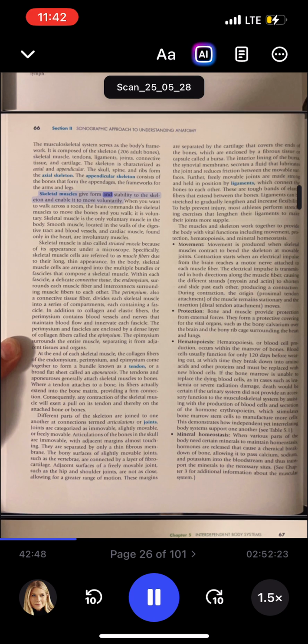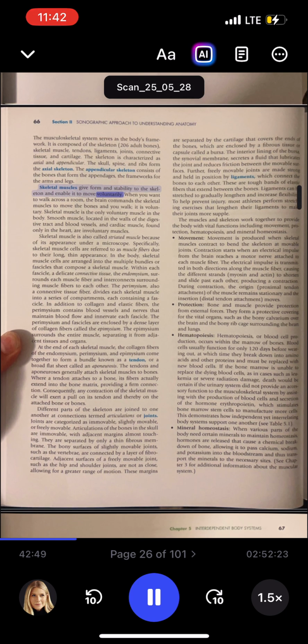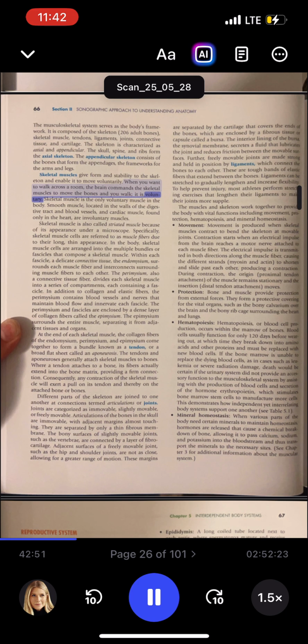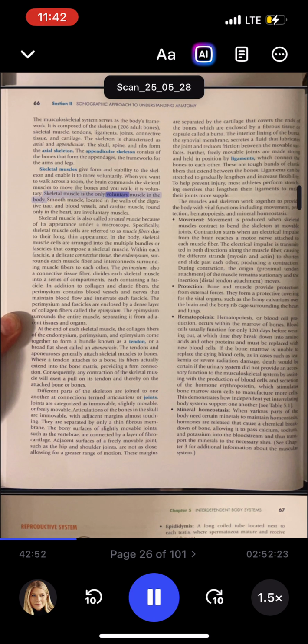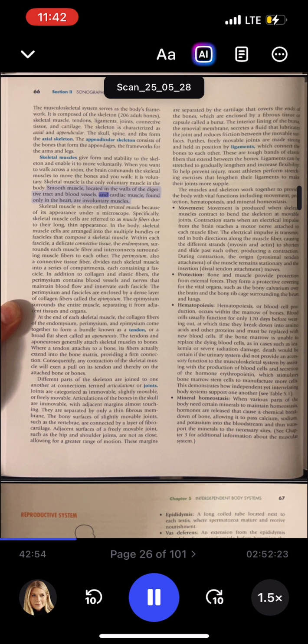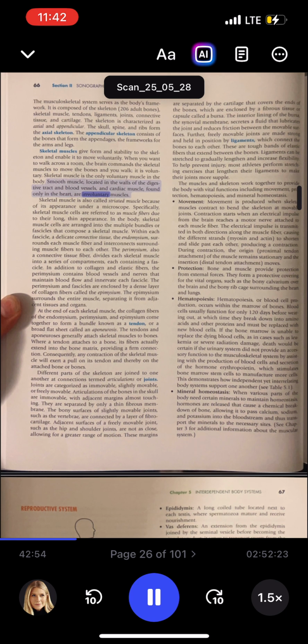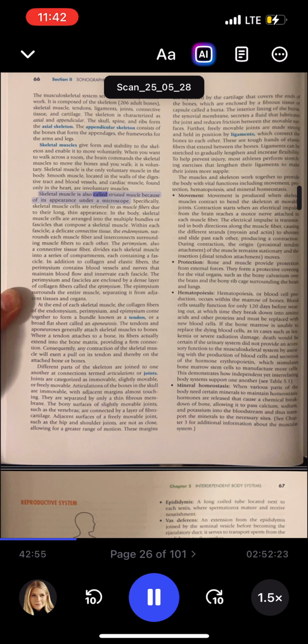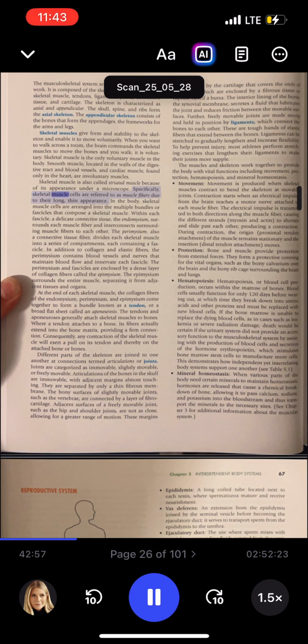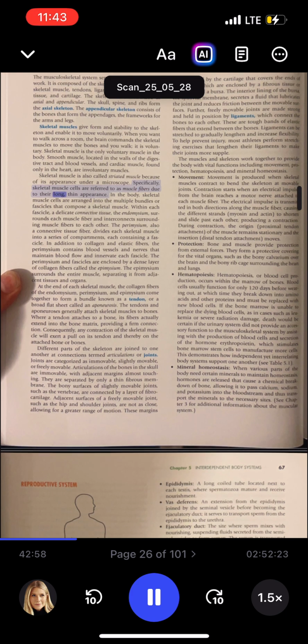Skeletal muscles give form and stability to the skeleton and enable it to move voluntarily. When you want to walk across a room, the brain commands the skeletal muscles to move the bones, and you walk. It is voluntary. Skeletal muscle is the only voluntary muscle in the body. Smooth muscle, located in the walls of the digestive tract and blood vessels, and cardiac muscle, found only in the heart, are involuntary muscles. Skeletal muscle is also called striated muscle because of its appearance under a microscope. Specifically, skeletal muscle cells are referred to as muscle fibers due to their long, thin appearance.